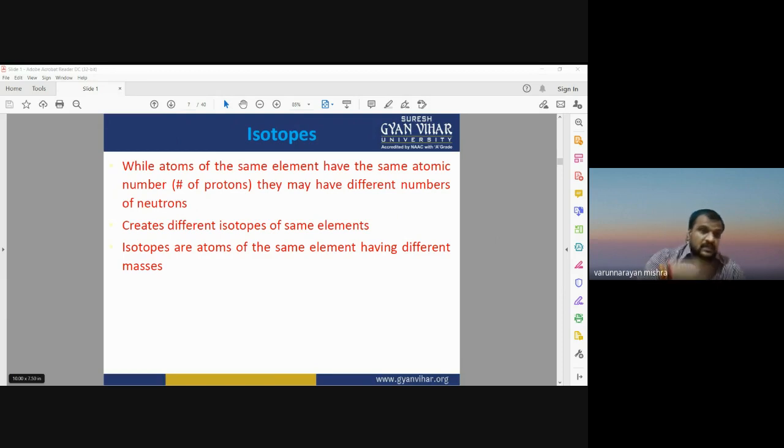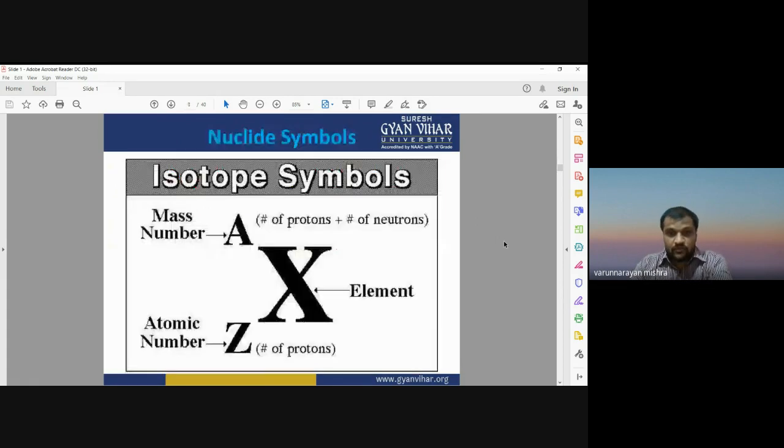An element may have a certain number of protons and neutrons, but if another atom has the same number of protons but a different number of neutrons, it will have a different mass. So depending on it, we can call it an isotope. Isotope is very important. It tells us the configuration, the structure of the element. Depending on the number of neutrons and the different masses of the same element, we come to know whether it is an isotope or the original element. Okay, moving to the next slide.